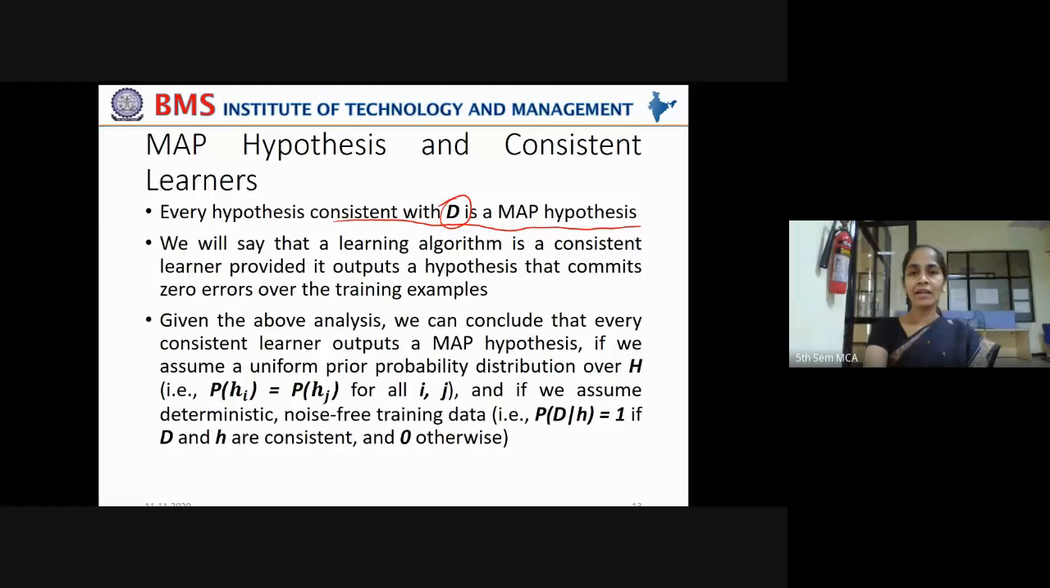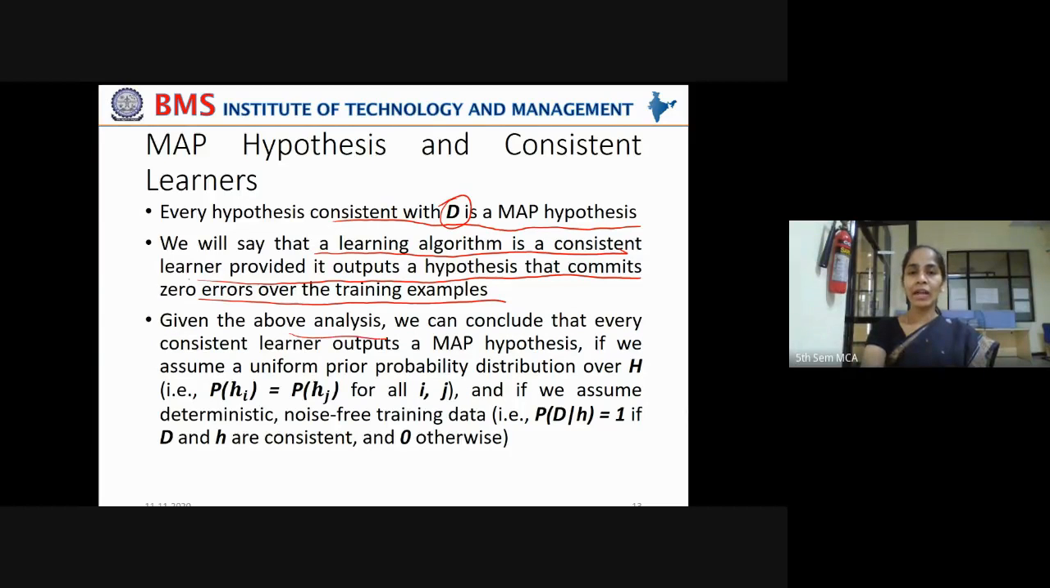Now, we'll say that a learning algorithm is a consistent learner provided it outputs a hypothesis that commits zero errors over the training examples. That is our ultimate goal. Any learning algorithm is a consistent learner. How does it become a consistent learner? When it makes zero errors in the prediction, when it makes zero errors in its generalization. In that case, we say that the learning algorithm is a consistent learner.